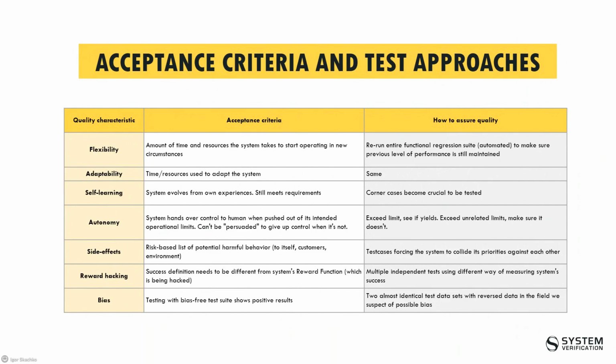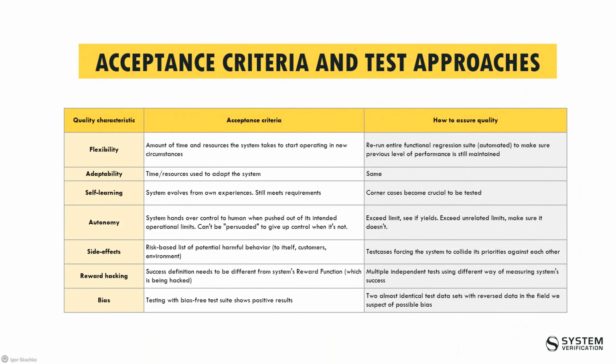Self-learning: the acceptance criteria for self-learning would be that the system evolves and still meets the requirements. At least it doesn't devolve. So corner cases in this case become much more crucial to test and be covered by our test cases.